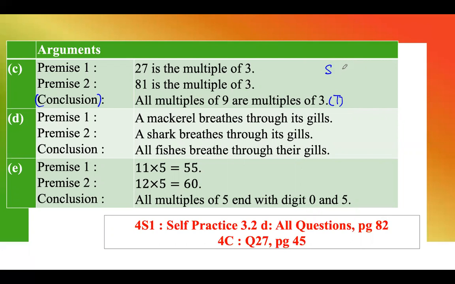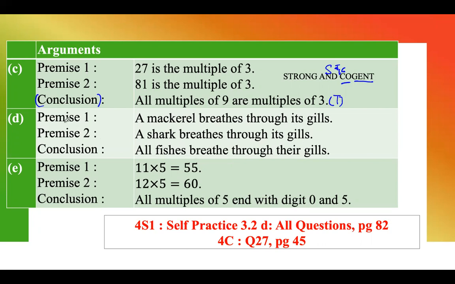Cogent or not cogent? 27 is a multiple of 3. 81 is a multiple of 3. So both are true. So it is strong and cogent, right? Strong and cogent. Okay, cogent, right? Pronounce it cogent. If cogent, then you tell me.